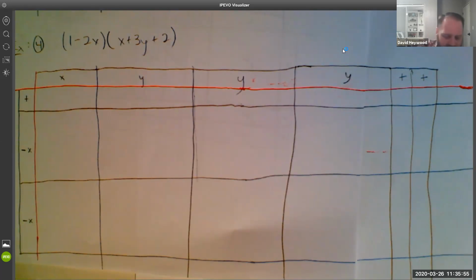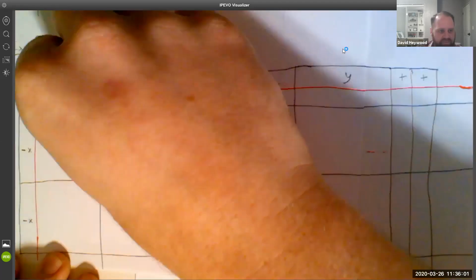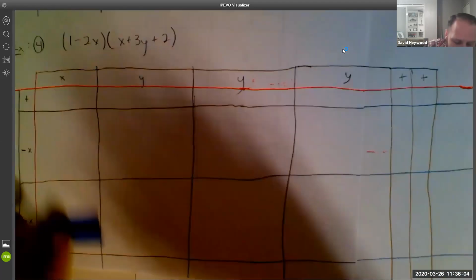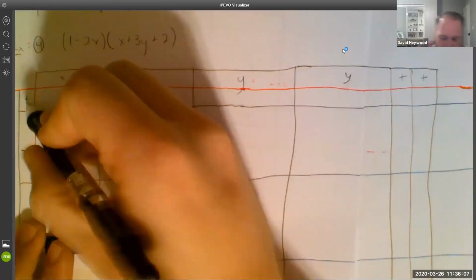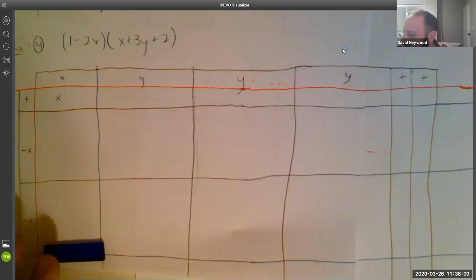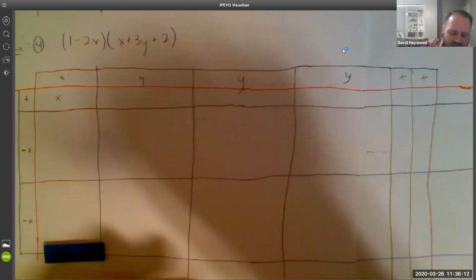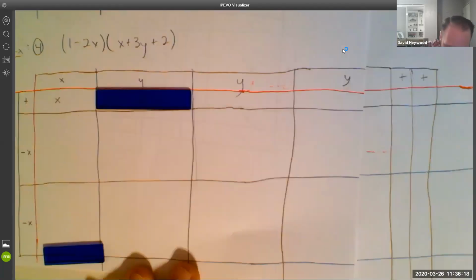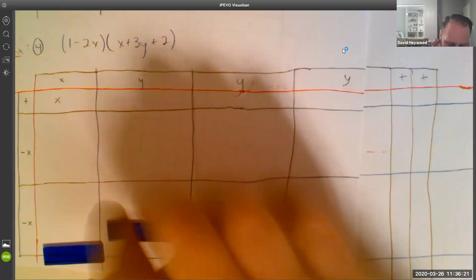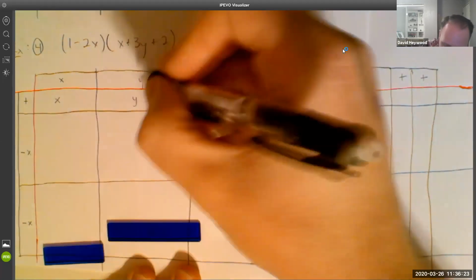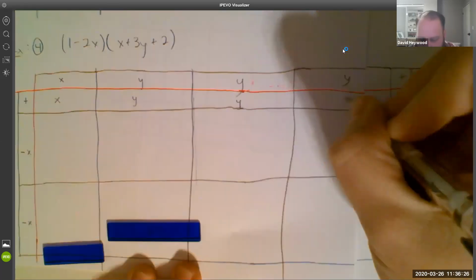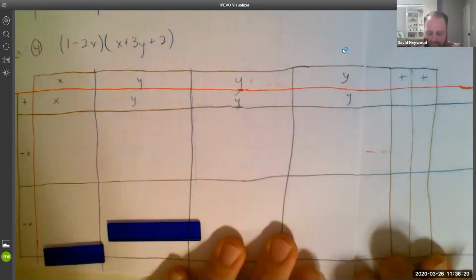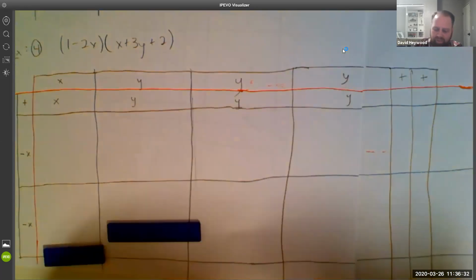And I didn't draw them perfectly, but that's pretty clearly an x tile right there, right? It's got to be an x tile. And it's a positive tile and a positive tile, so that's going to be a positive x. This one is pretty clearly a y tile, right? That's what fits right there. It's got to be a y tile. Again, positive and positive make a positive. Another y tile, another y tile. And this is pretty clearly a unit tile, right? Positive and positive.